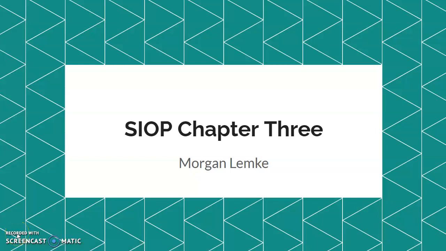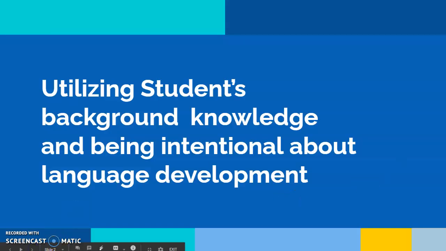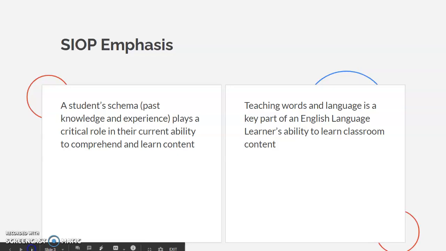Okay, so this is a brief summary or explanation of what happened in the SIOP third chapter. This chapter was all about how to utilize students' background knowledge and how to be intentional about language development and learning words, and how to really teach English language learners and other students in your class how to comprehend things using what they already know and using new words that they might not already know. And this is done through scaffolding and through specific attention to those students.